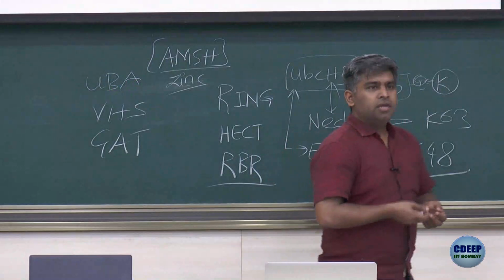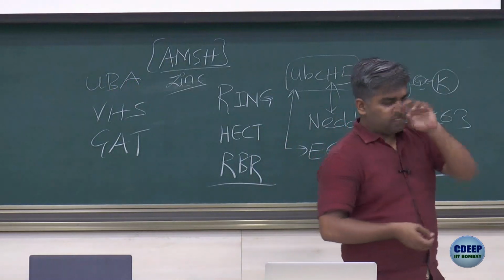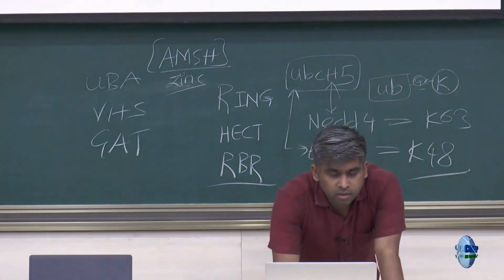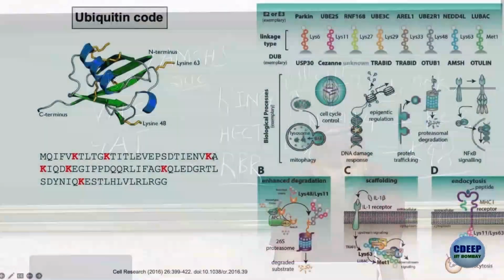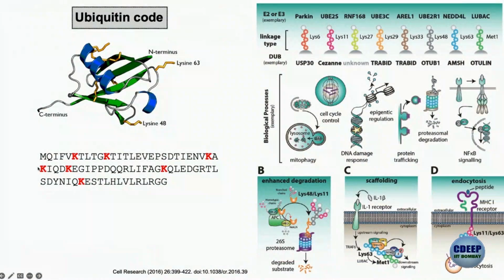lysine 6 ubiquitination happens. So there are 7 lysines. So here K6, K11, K27, K33, what else is there? Here lysine K6, K11, K27, K29, K33, K48, K63 and methionine.